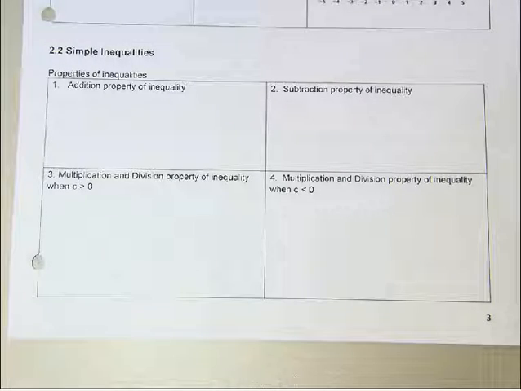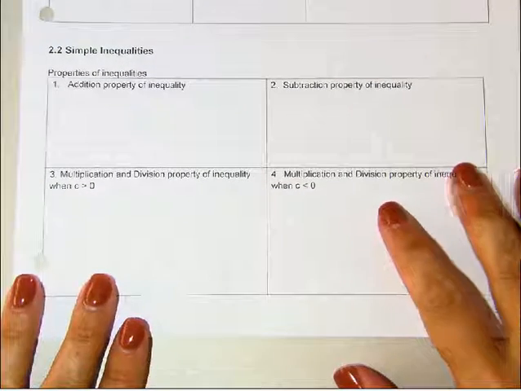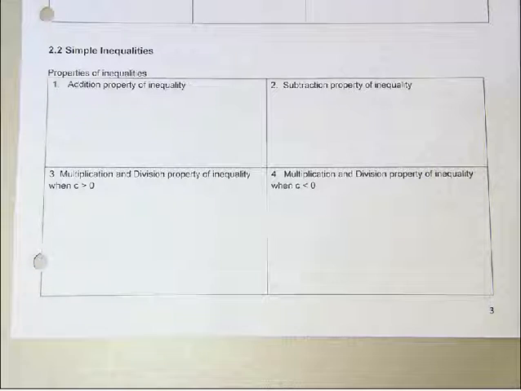All right, so these are the notes for 2.2. We are doing properties of inequalities, and these properties are very similar to properties of equalities or equations when we solve them. We've used 1 through 3. The only difference is when we get to 4.